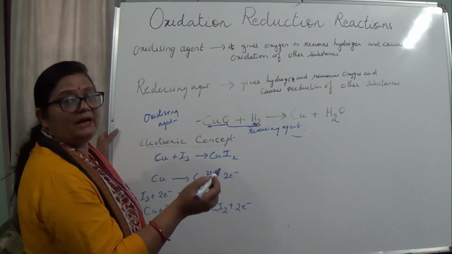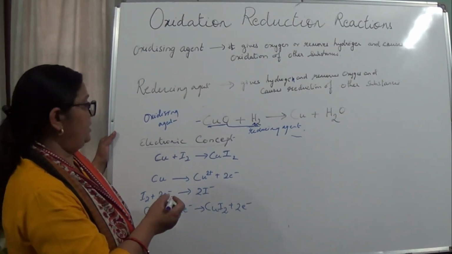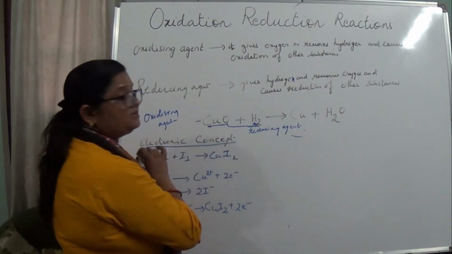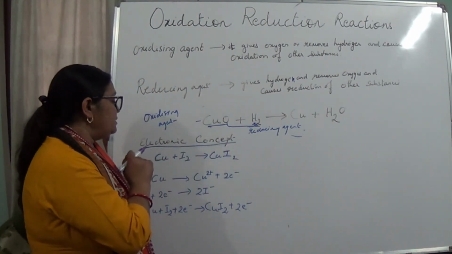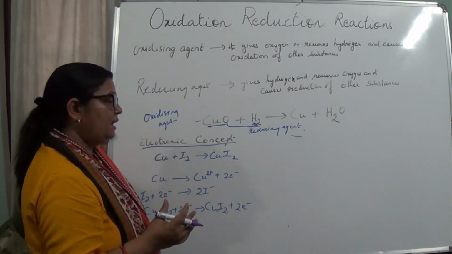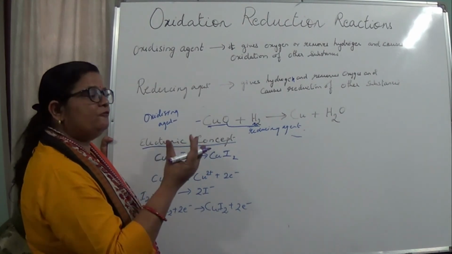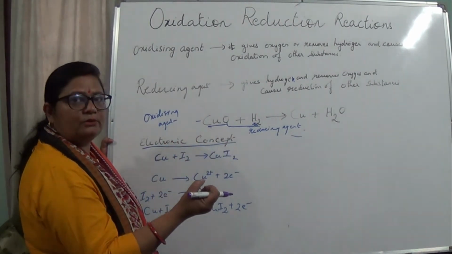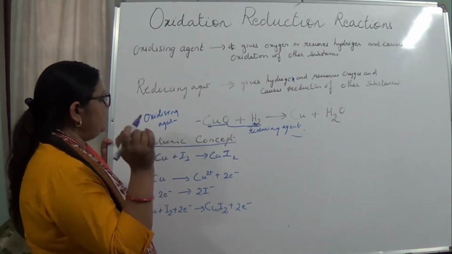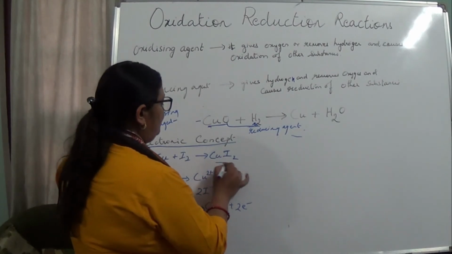Now let us study some more, the electronic concept of oxidation and reduction. The electronic concept says that if a substance gives electrons, oxidation has taken place. If it takes electrons, reduction is taking place. For example, I have taken copper plus iodine. It forms copper iodide.